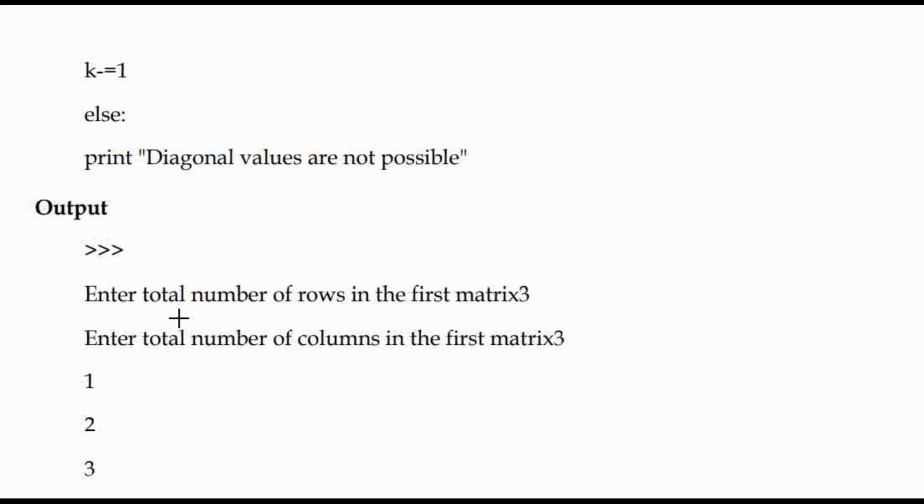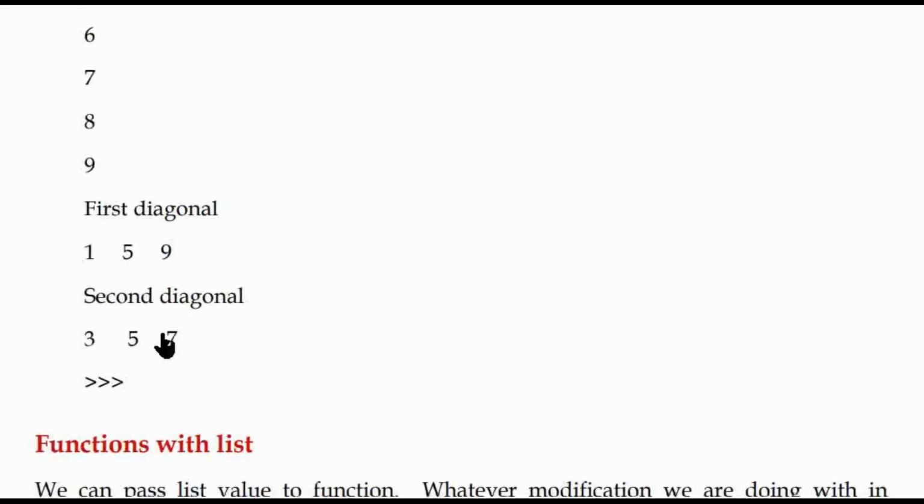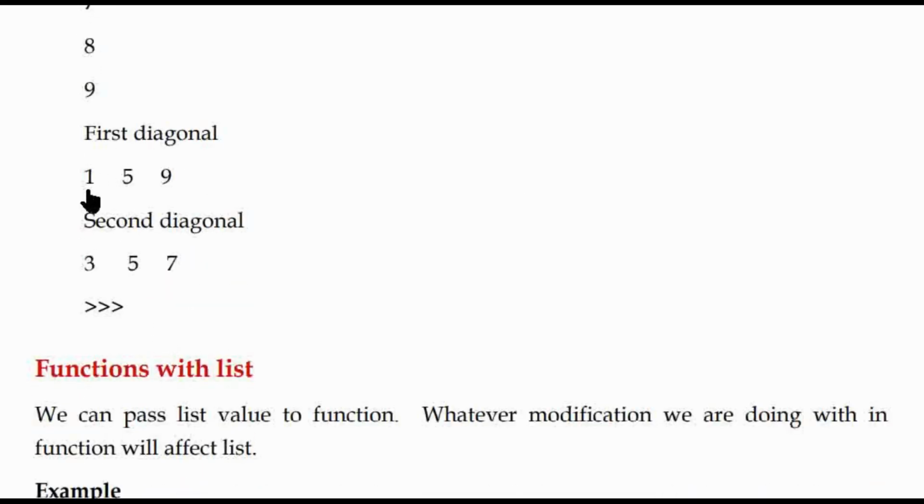Enter total number of rows in the first matrix 3. Enter total number of columns in the first matrix 3. 1 2 3, up to 9 it is printed. First diagonal 1 5 9. Second diagonal 3 5 7.